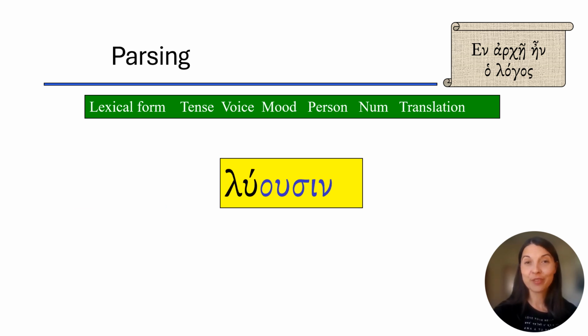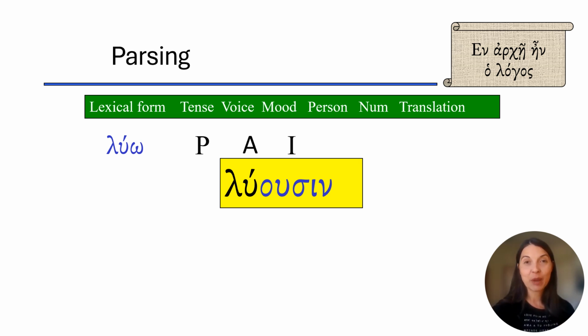So lu, you see that right there, you have your partial stem. And a lot of times, if you're not sure what the lexical form is, drop the ending and just add an omega or an omai and see if that jogs your memory. So this is from luo. And we only have present tense right now, so we know it's present. This is from the active form, and this is indicative.